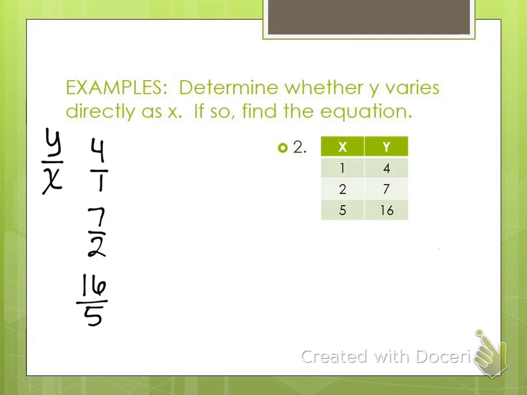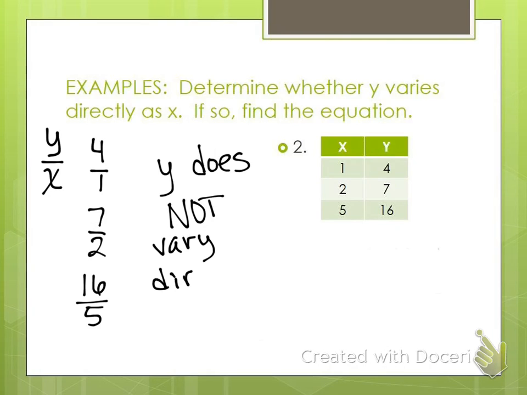So these are all different ratios, and they do not reduce. They are not equal to each other. So does y vary directly as x? No. So there is no equation to be found. If these are not going to be constant, there is no equation to find. We would say y does not vary directly as x. And in that case, there's no direct variation equation to be found.